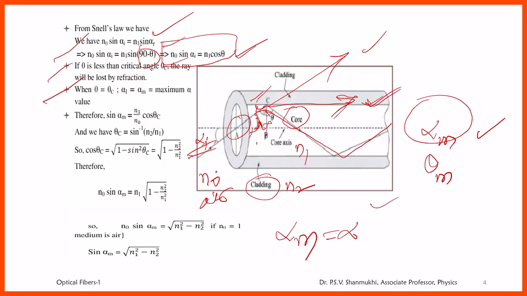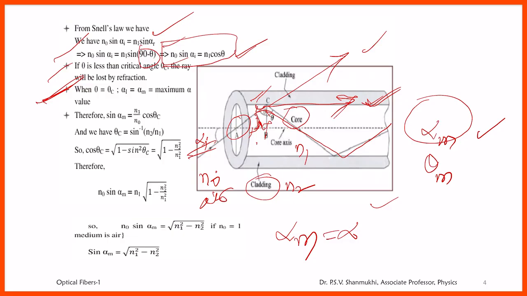Three cases are possible. Now I just analyze this case, that means the critical angle: theta is equal to theta c, incident at the core and cladding interface. For that, what should be the incident angle? Alpha m. I am taking this condition, that at theta equal to theta c, alpha is equal to alpha m, the maximum value. It is the acceptance angle. If alpha is more than alpha m, then theta will be less than theta c, and the light escapes from the cable.